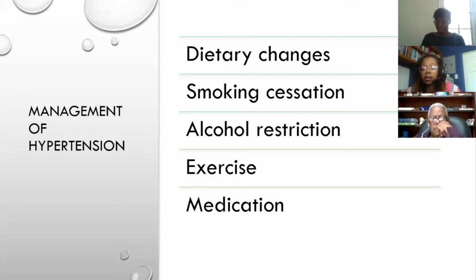Smoking cessation, just stop. So there's no reducing. We really just advocate for no smoking at all because this does impact your blood pressure management. Alcohol restriction. So again, to a minimum. We encourage everyone to exercise. And so the dietary changes, the smoking cessation, the alcohol restriction are pretty much the basic recommendations for any non-communicable disease. And so those are the things we start off with, trying to get everyone to do these things.